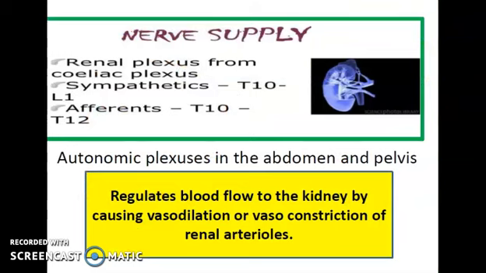Next comes the nerve supply of the kidney. The nerve supply is coming from the renal plexus, which is apart from coming from the celiac plexus, and it contains the sympathetic nerves coming from T10 segment to L1 segment, which are chiefly vasomotor. The afferent nerves of the kidney belong to the segment T10 to T12. This autonomic plexus helps in vasodilation or vasoconstriction of the renal arterioles.